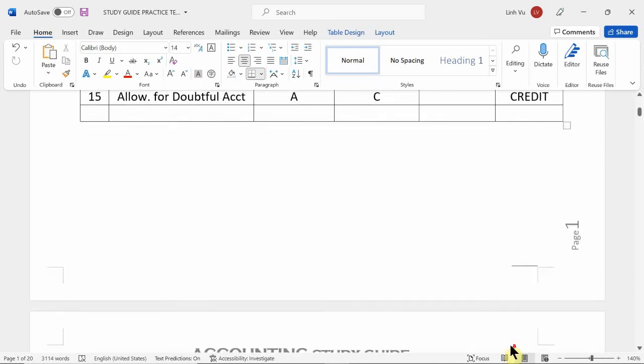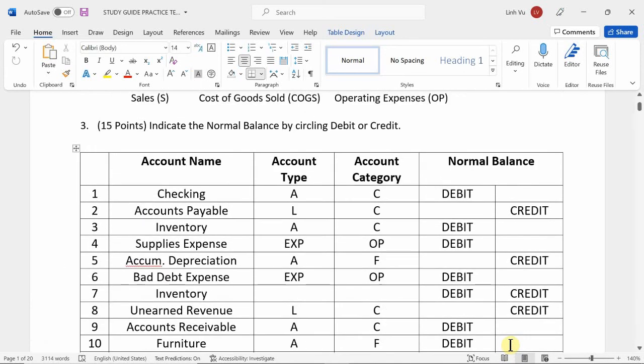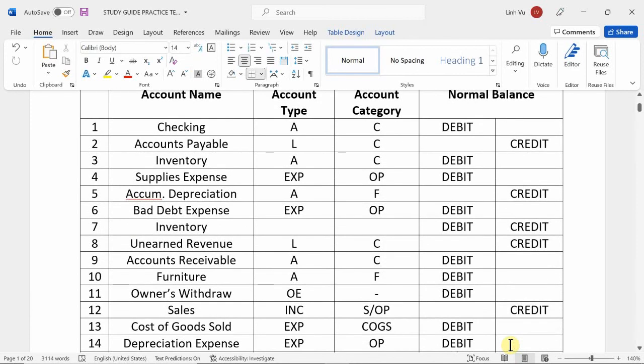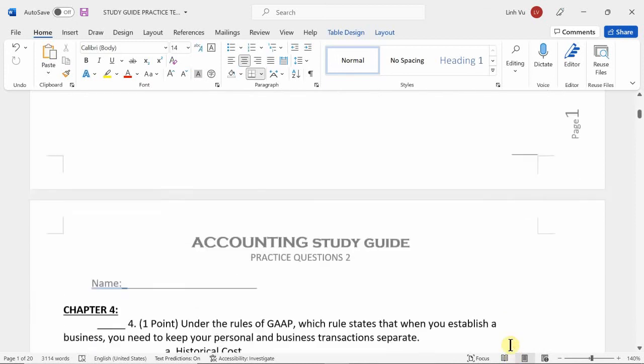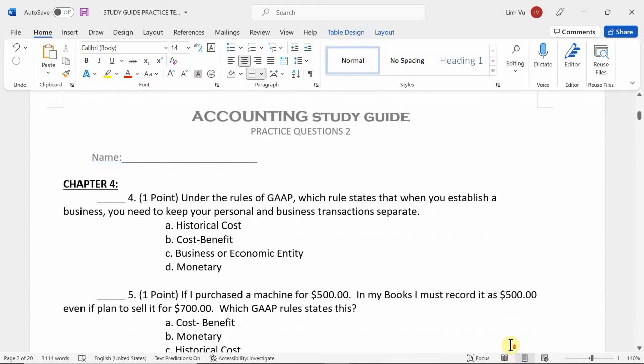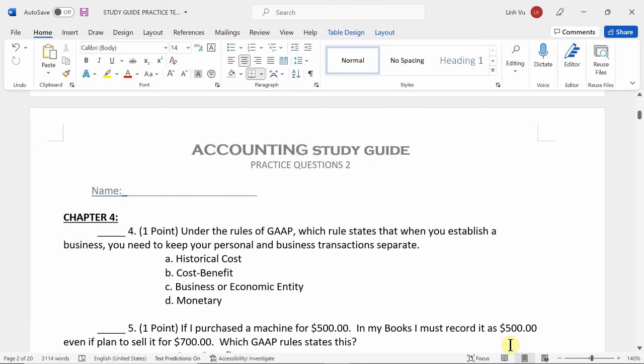Good. All right, so again, I will be testing you on 5 different accounts here, so make sure you do know this all, okay? All right, now we're diving into chapter 4. Under the rules of GAAP, which rule states that when you establish a business, you must keep your personal and your business transactions separate? C, business or economic entity. That's correct.